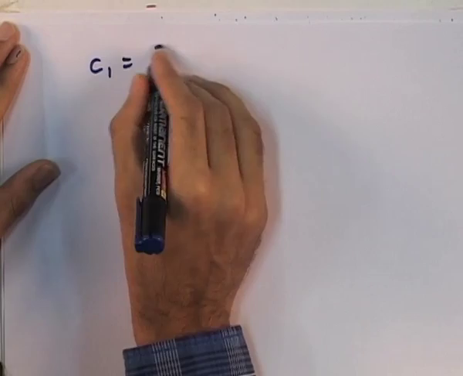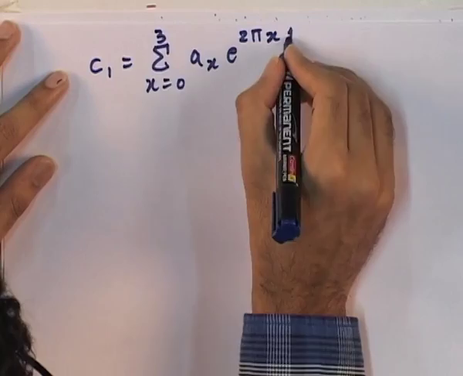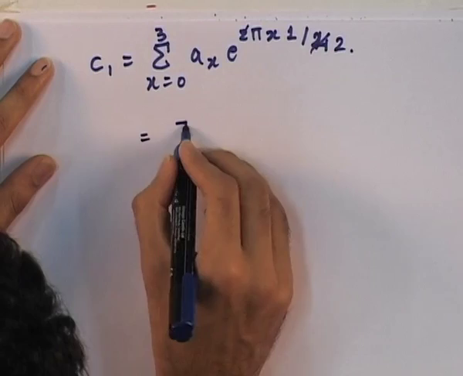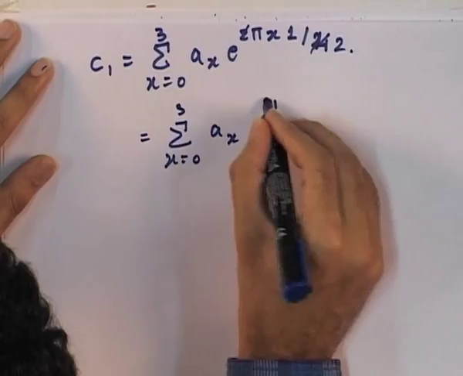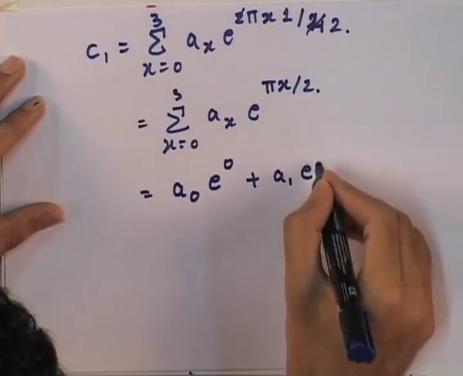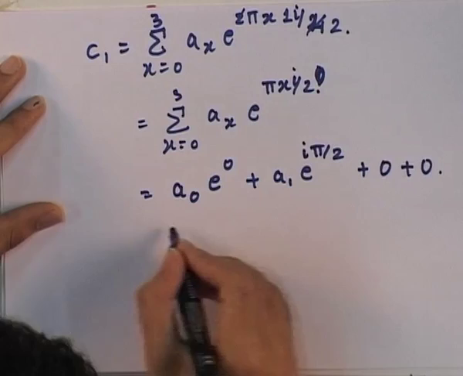So the coefficient of the state 1 would be given by summation over x going from 0 to 3 a x e raised to 2 pi i x times 1 upon 4. So this cancels out to give 1 by 2 and we get summation x is equal to 0 to 3 a x e raised to i pi x upon 2. So this will give a 0 e raised to 0 plus a 1 e raised to pi by 2 i, there should be an i everywhere, plus 0 plus 0. So this is 1 upon root 2 and the second term is 1 upon root 2 times i.